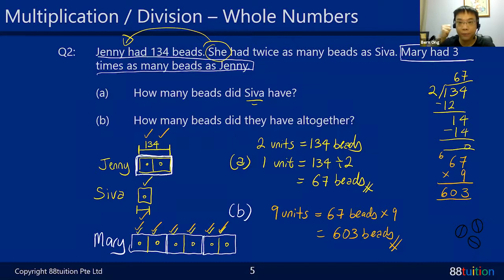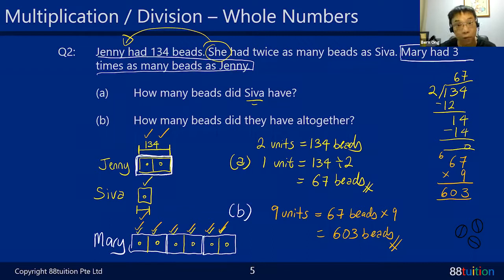All right, so again, don't forget to draw your model. Once the model is drawn out very nicely, you can see. Can you see that? So remember, one white box is Jenny. So Mary got three times means Jenny got three sets of these white boxes. And remember, one white box got two yellow units inside. So again, can you see that? Use color to assist you if you can. Then you see things very clearly.